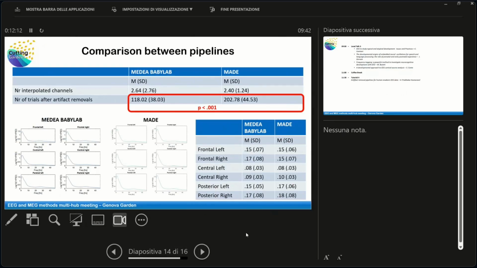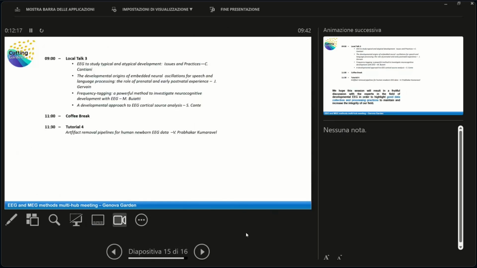But still, it was a nice example of a comparison between pipelines, and I think this is something we really need in the field.